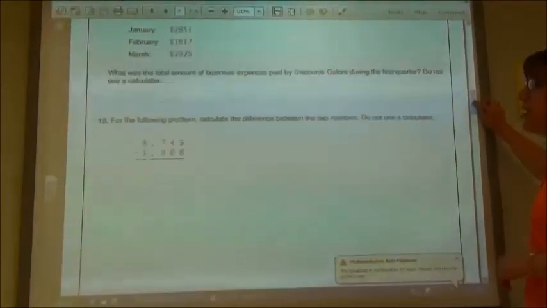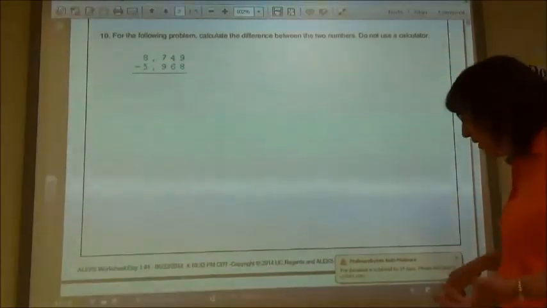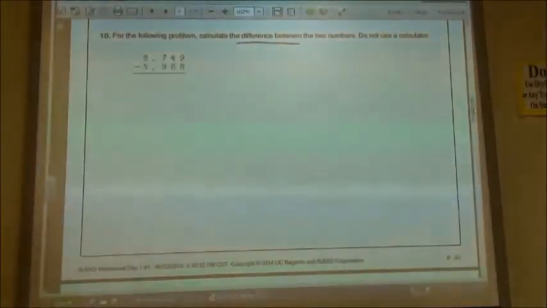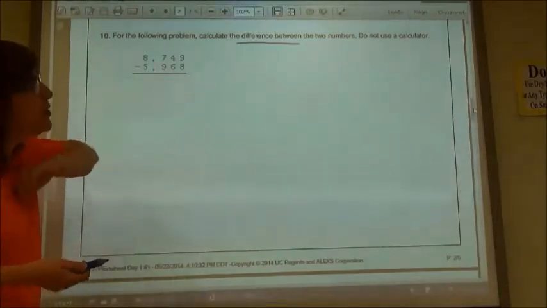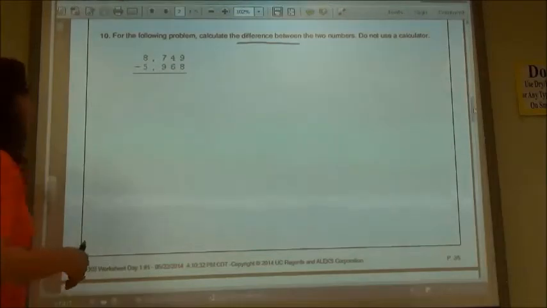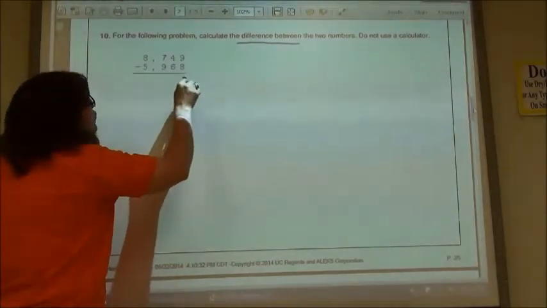Going to have you do subtraction. It says calculate the difference. The difference is your answer when you subtract 2 numbers. So we're going to go ahead and do our subtraction again. It doesn't want you to use a calculator. It wants you to do it paper pencil. If you want to check with the calculator, go ahead. But 9 minus 8 is 1.